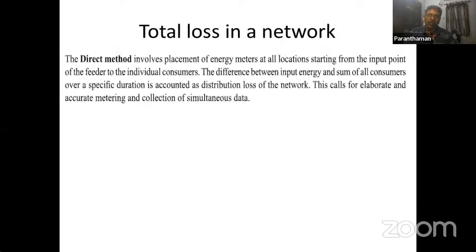Total loss in network. Network loss. We have completed transformer. Total loss in network involves measurement of energy loss, with energy meters in all locations, starting from the input point to the feeder to the individual consumer. The difference between the input energy and the sum of all consumers over a specific duration is accounted as distribution loss of that particular network.